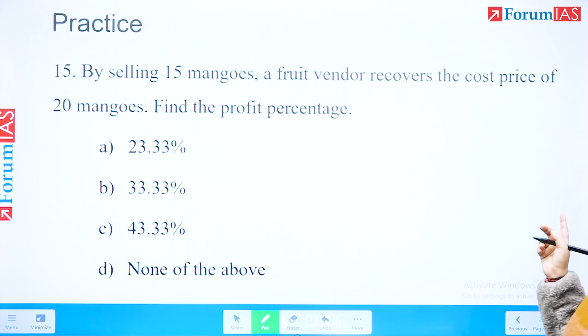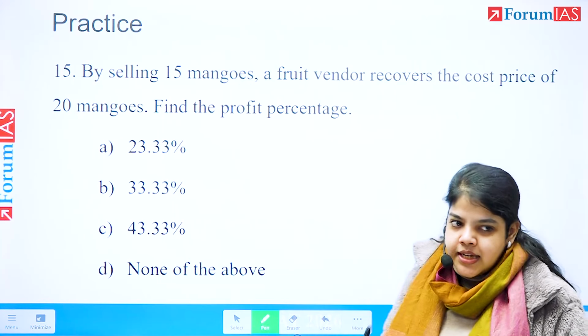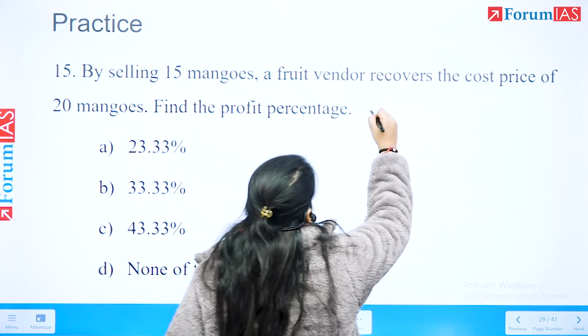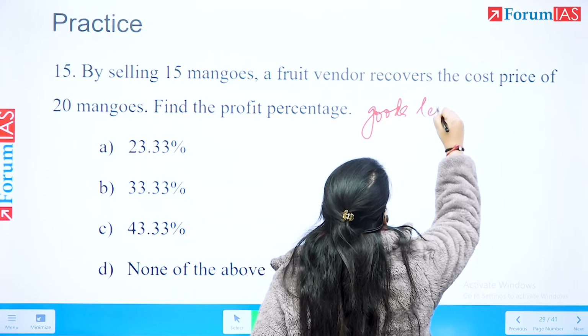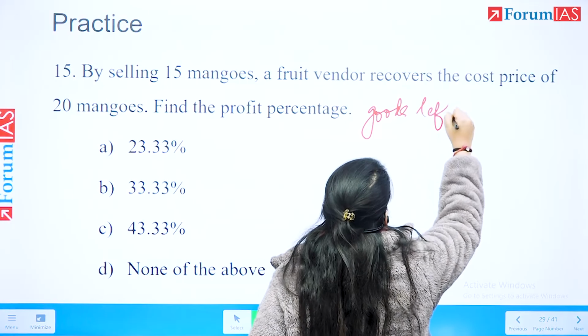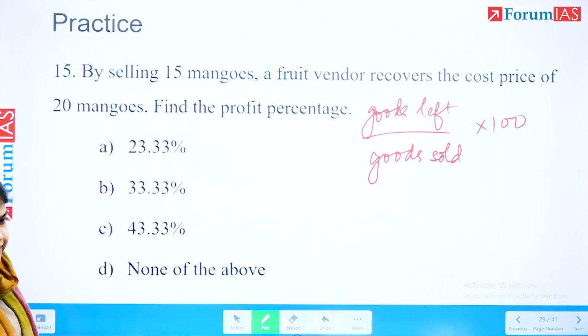Next question. By selling 15 mangoes, a fruit vendor recovers the cost price of 20 mangoes. Find the profit percentage. Here I'll introduce second formula. First was loss square divided by 100. Here what we do, we say goods left divided by goods sold into 100.